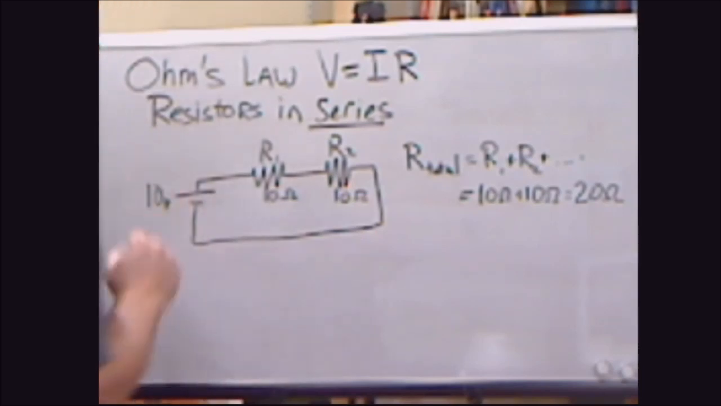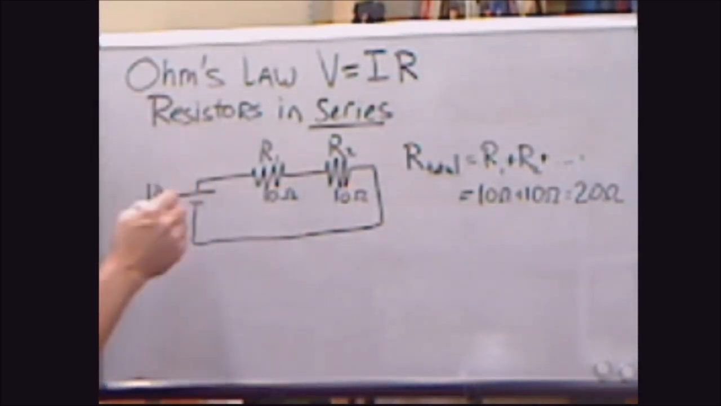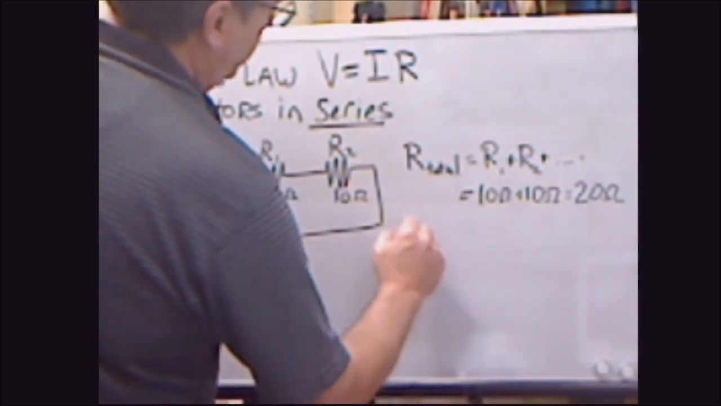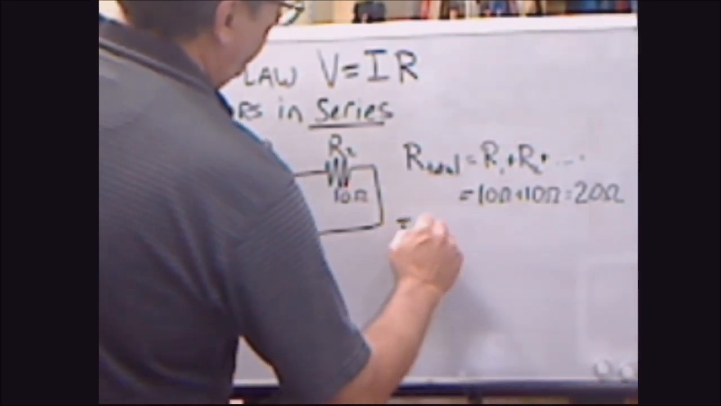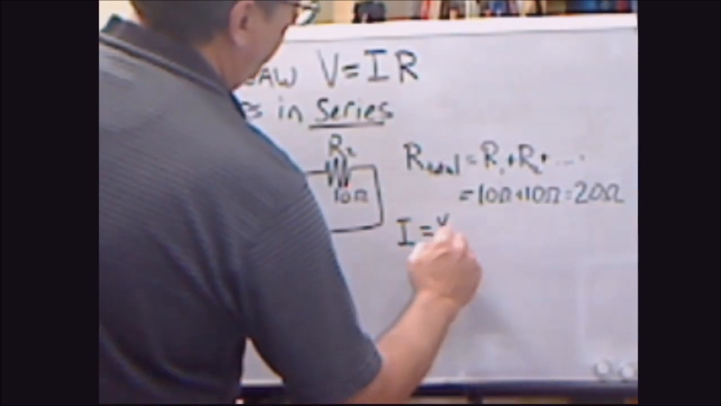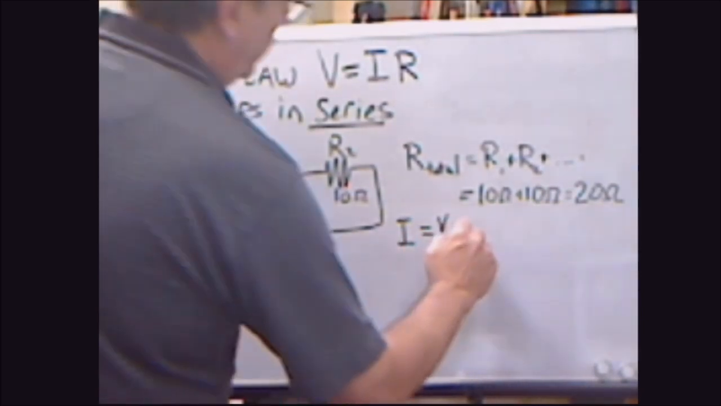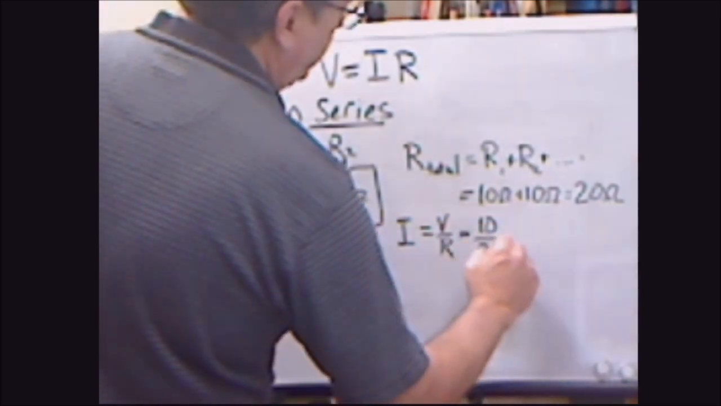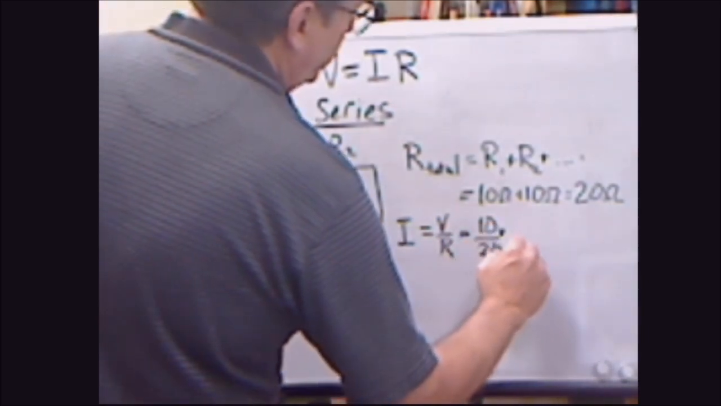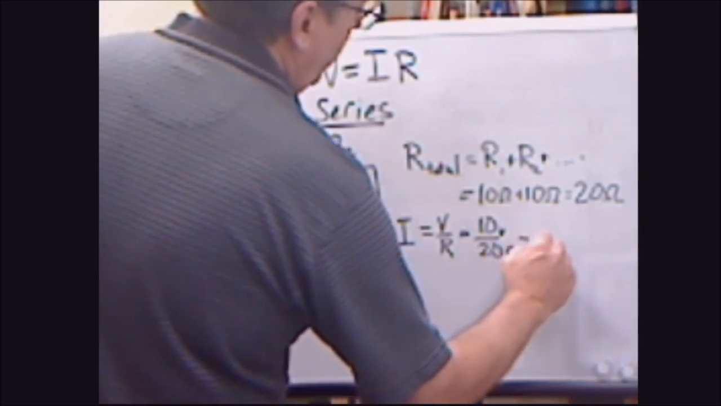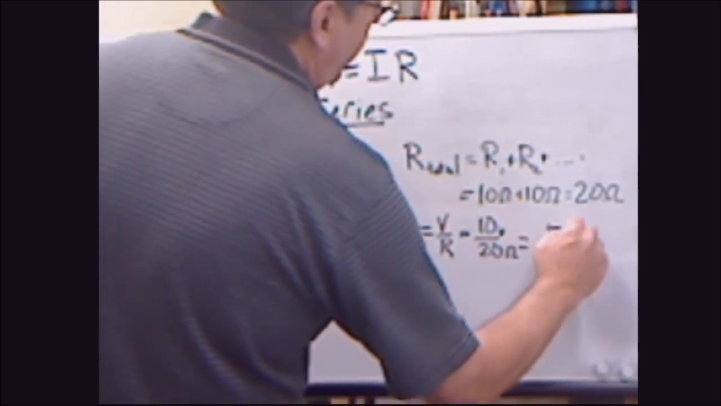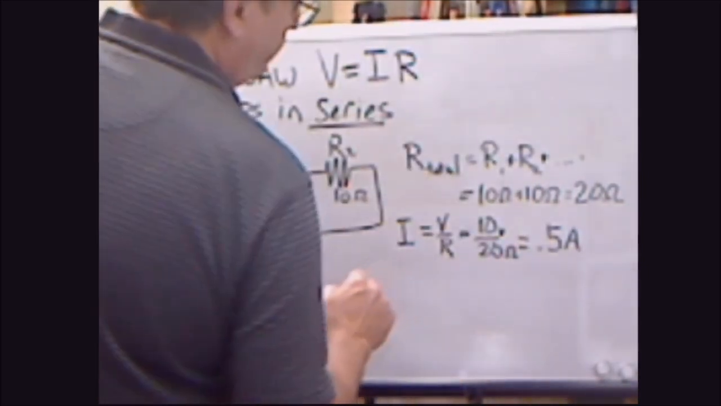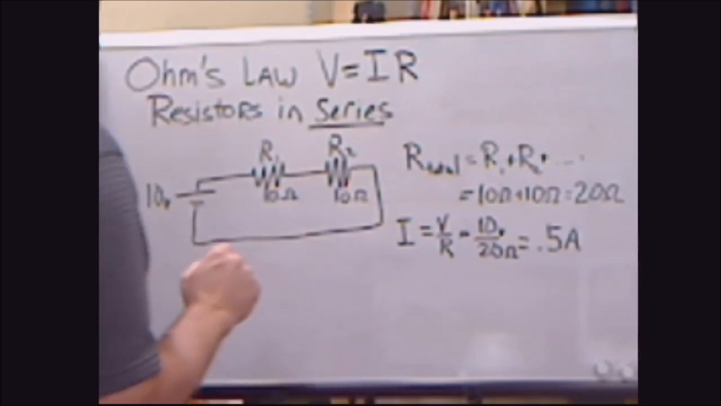So now we can find out what the current is, because we need to know what current is getting drawn off this battery. Again, we have the current, I, in amperes, equals the voltage over the resistance. In this case, it's 10 volts divided by 20 ohms. So that's going to equal 0.5 amps.